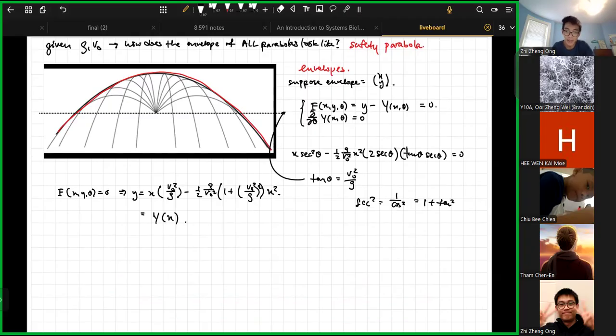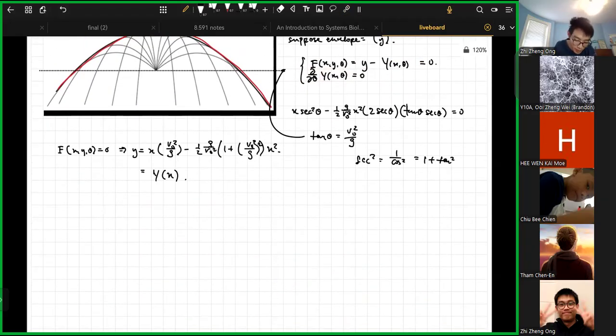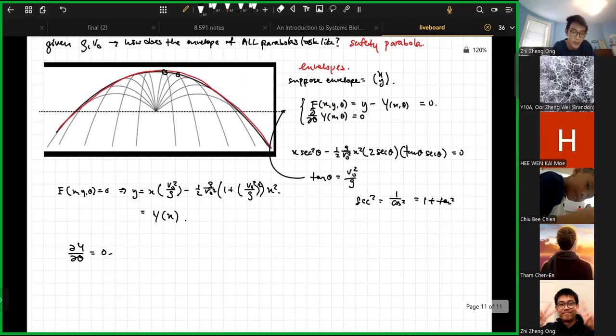Okay, so let's explain this a little bit more. Partial y partial theta is zero because when you change theta by a little bit, the point is still gonna be on the parabola and on the safety parabola. As in, there's still gonna be a solution to this, right? So this whole big Y function is still gonna have to hold. So that should still be true.